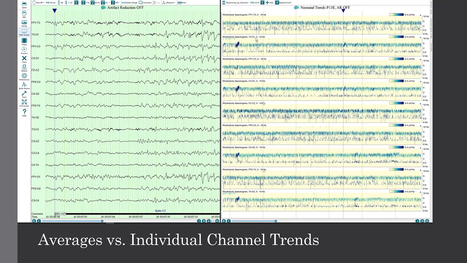And we can see which channels that seizure activity is more prominent in, pretty clearly, looking at the individual channel trends. So, not as a standard review thing, but you can shift into a rhythmicity by channel to help isolate certain activity that may be more focal in nature.